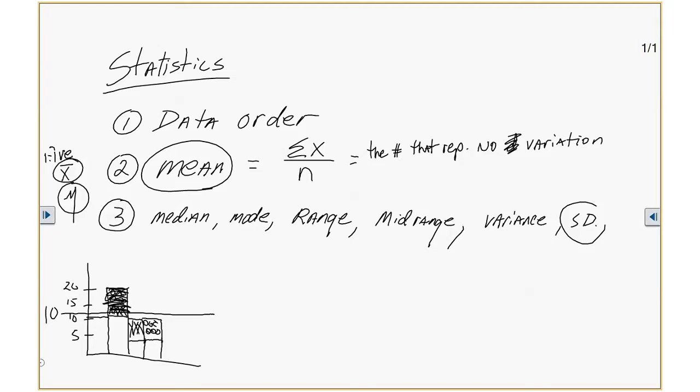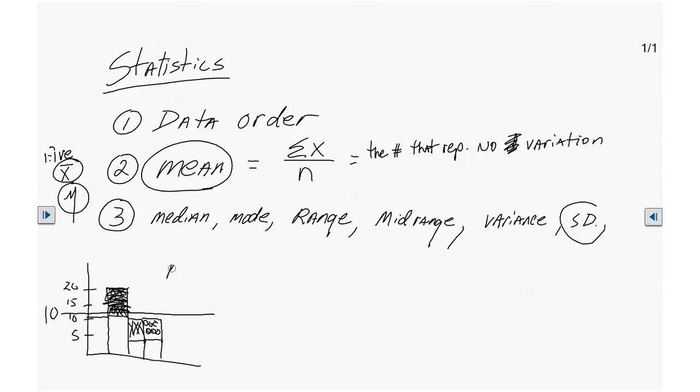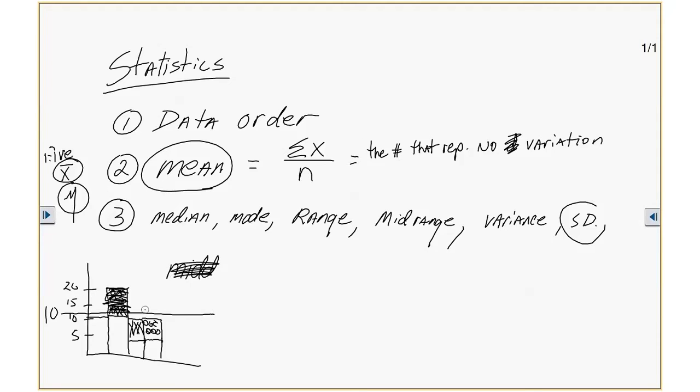Now, what is the median? Well, think of the road. What is the median on the interstate? The middle. Now, why is that important? Because, no, not middle. We're not going to use the word middle. We're going to use the word center.